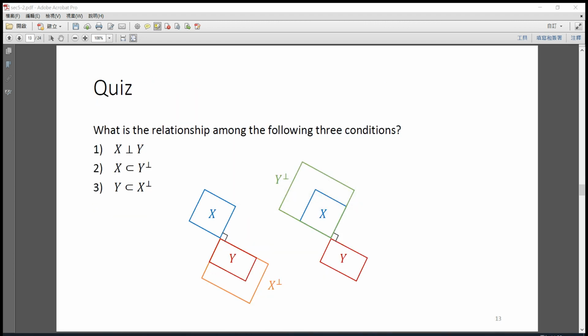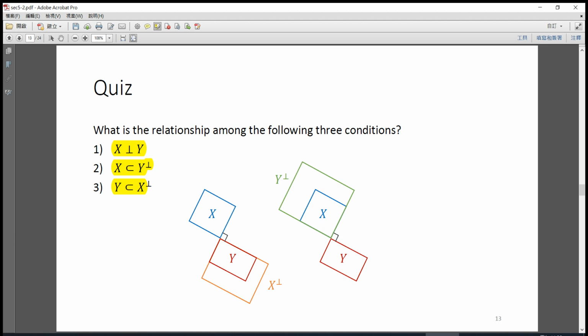In this slide, we discuss the relationship among the following three conditions. The first condition is X and Y are orthogonal subspaces. The second condition is that X is a subset of Y perp. And the third condition is that Y is a subset of X perp. What is the relationship among the three conditions? In fact, the three conditions are all equivalent.